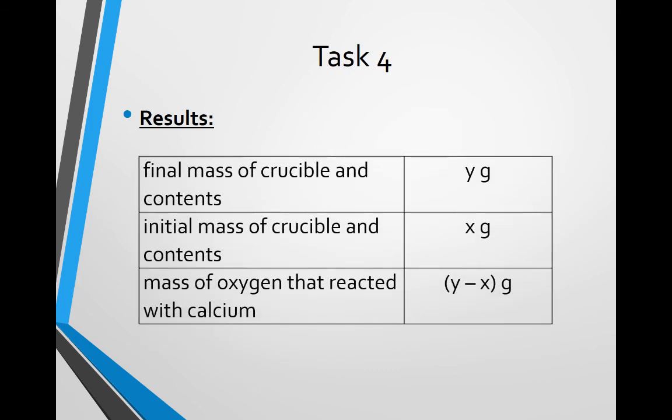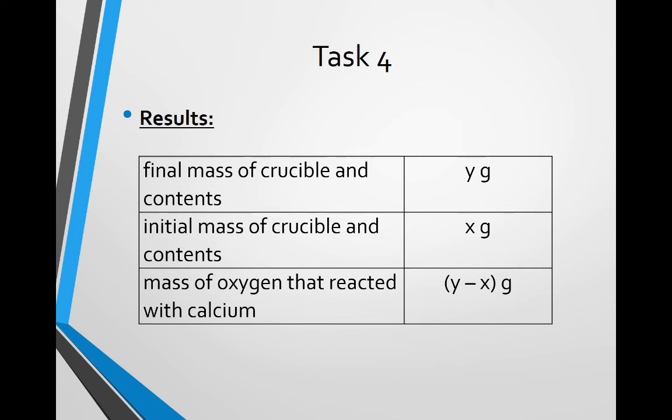Now, I hope that you have thought of this question properly, and I hope that you have come to the conclusion that the mass at the end is greater than the mass at the beginning. This is because the oxygen has combined with your calcium, and the calcium oxide is of a greater mass or Mr as compared to your calcium. So it is a combination between your calcium and the oxygen. Therefore, the final mass has to be a larger value than that of the initial mass.